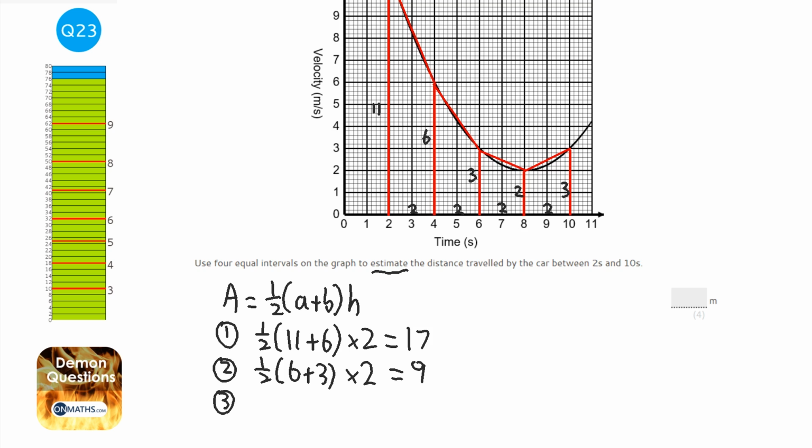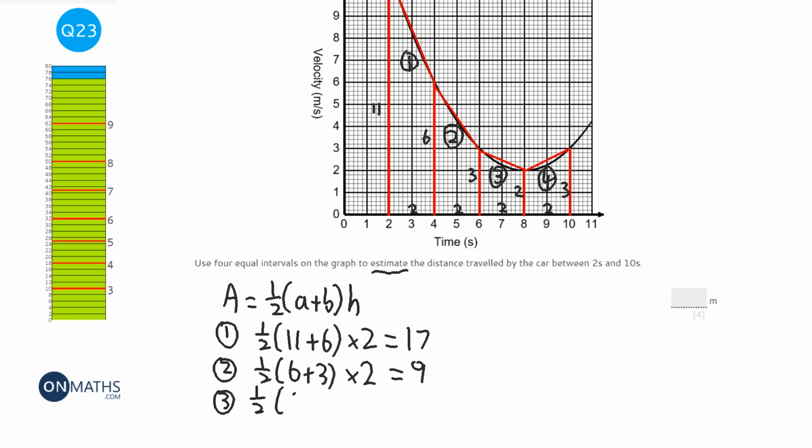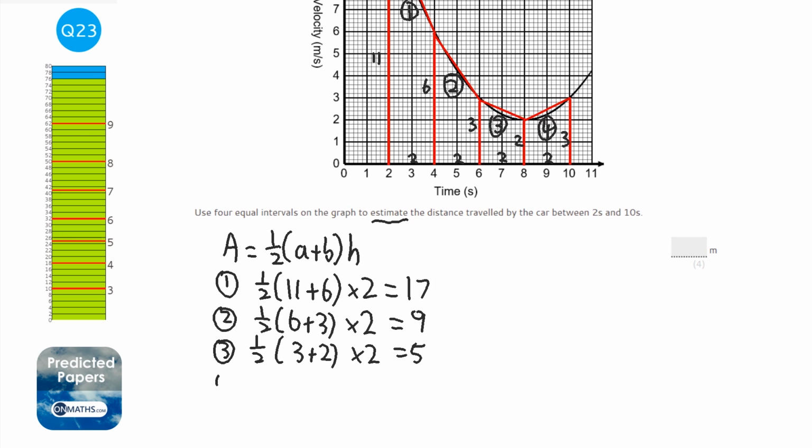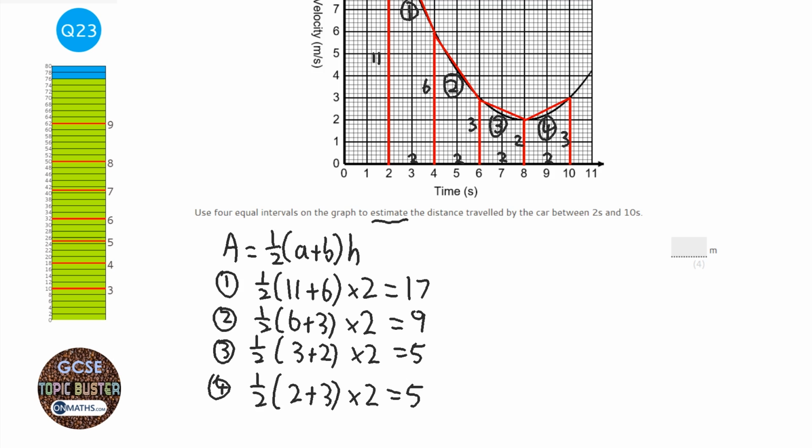The third one, the third trapezium, and if you want to, you can actually just number them on the actual thing itself to show the examiner, yep, this is the one I'm trying to work out. So that's going to be half, and what is it this time? 3 plus 2 times 2, which is just going to be 5. Let's just scroll it down a little bit. So the fourth one is going to be half 2 plus 3 times 2, which is also going to be 5.